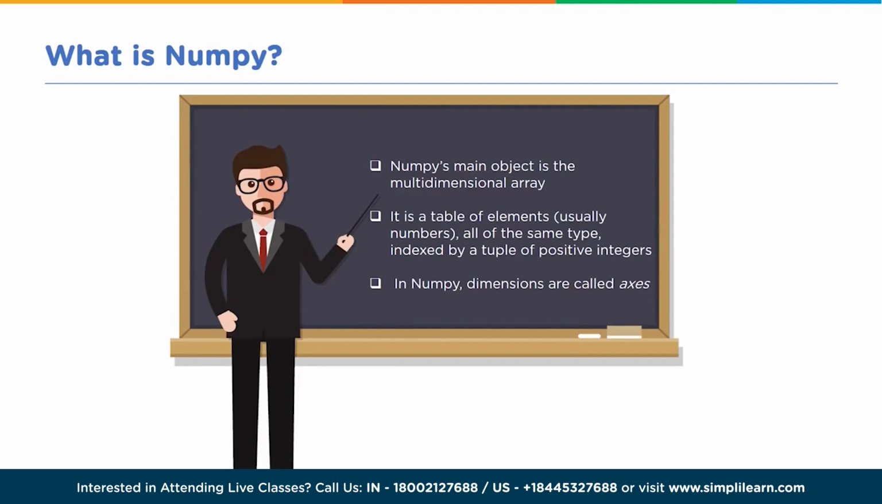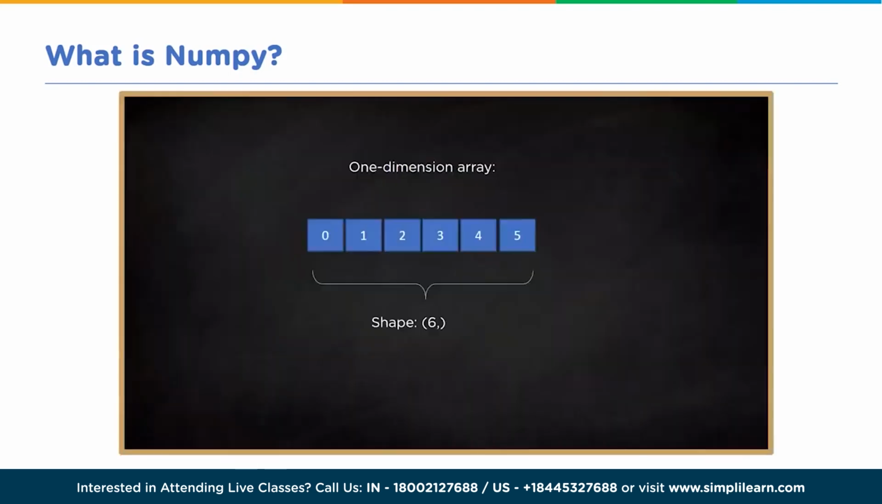In Numpy, dimensions are called axes. Take a one-dimensional array, and remember dimensions are also called axes, so you can say this is the first axis, 0, 1, 2, 3, 4, 5. And you can see down here it has a shape of 6. Why? Because there are 6 different elements in the one-dimensional array. And they usually denote that as 6 comma with an empty node on there.